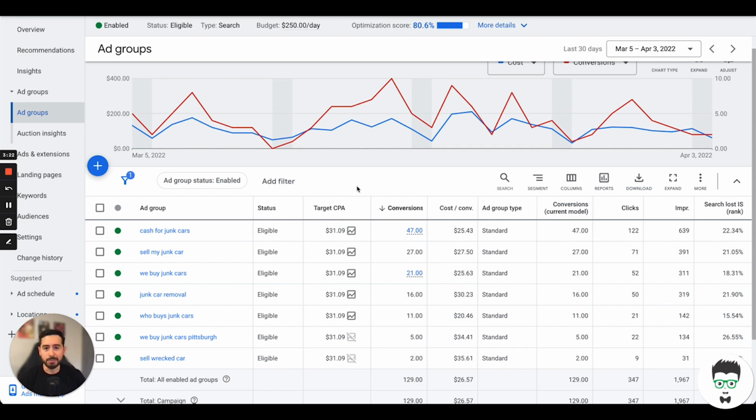Now, one thing to keep in mind with the target CPA bidding strategy is that if you notice here, it's a little higher than what we've been able to generate, and we do that on purpose.